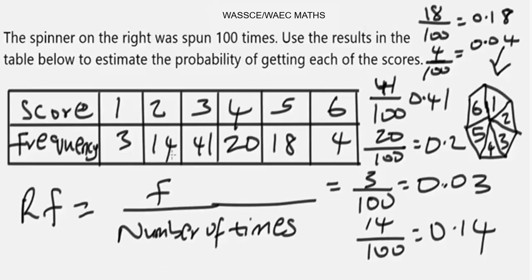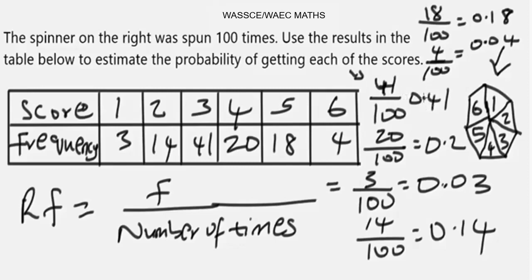What if, after solving this problem and getting these various relative frequencies, you are asked, do the above results suggest that the spinner is biased? Merely looking at these results, the answer will be yes, because look at it, the relative frequency when the score is 3 is 0.41.